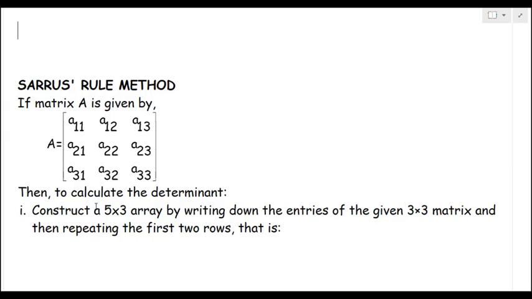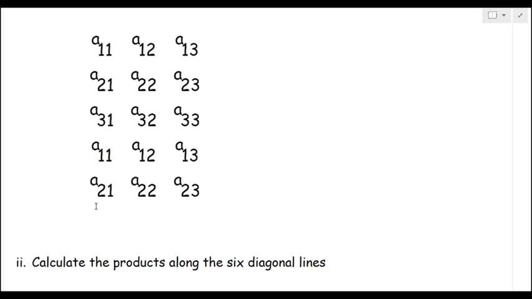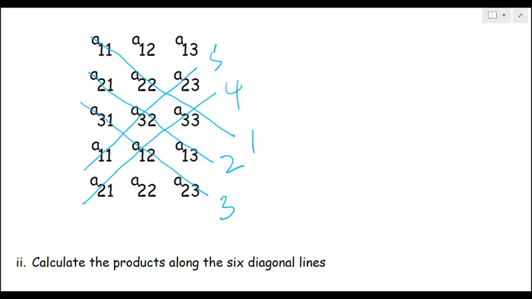Step number 1, we construct a 5x3 array by writing all the elements of the given 3x3 matrix and then repeating the first two rows. With that I mean the matrix that is on the screen. Step number 2, we consider the 6 diagonals of the 5x3 array we have constructed. That is diagonal 1, 2, 3, diagonal 4, the 5th diagonal and the 6th diagonal.